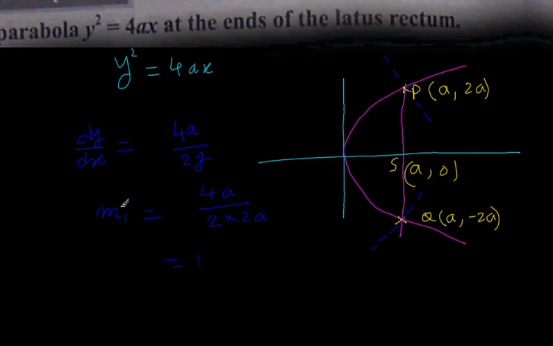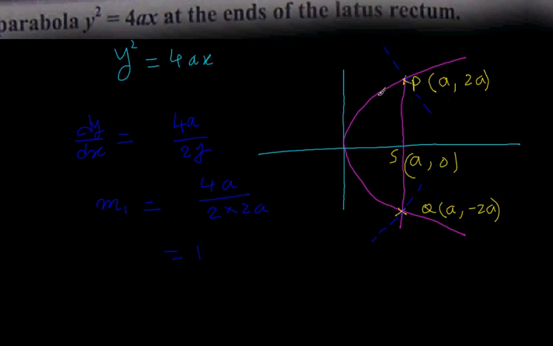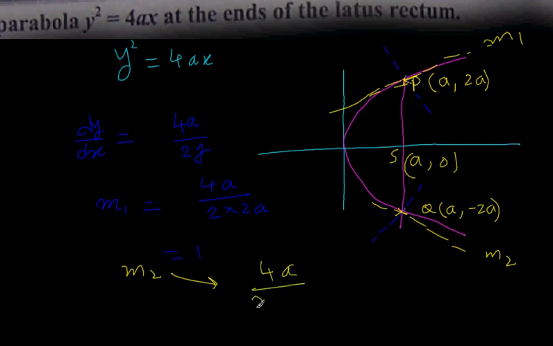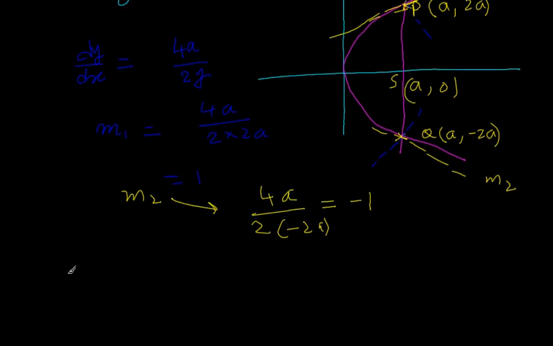This m1 at point P is nothing but the gradient of the tangent. The gradient of the tangent at point Q would be m2. Here m2 should be equal to 4a divided by 2 into minus 2a. What do you get? Minus 1.